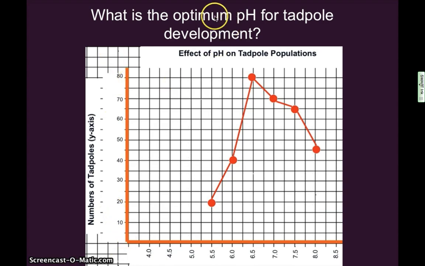Now, what is the optimum, the best pH for tadpole development? What would we be looking for here? Hopefully you figured out that we should be looking for the highest point on the graph. The one where the number of tadpoles will be the most to have an optimum pH for tadpole development. Hopefully you found this point to be the highest. Now what we have to do to get the answer is drag our finger down here and read the pH. What is the pH at that point? It's 6.5. So that would be the optimum pH, 6.5.